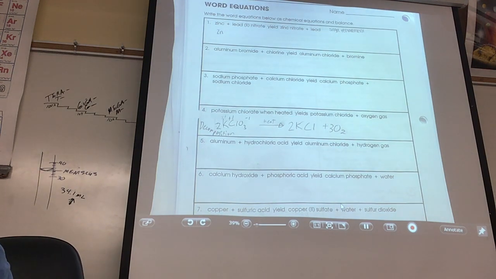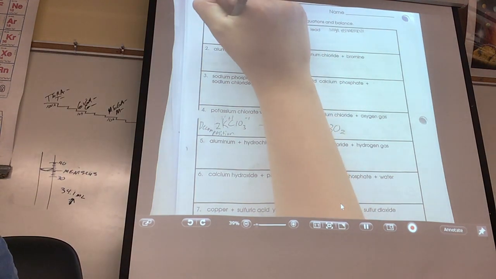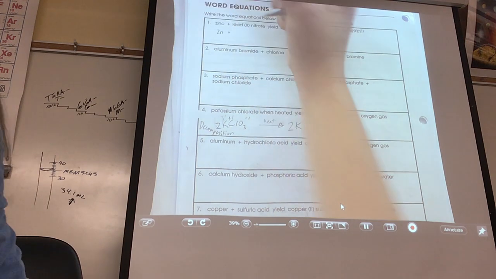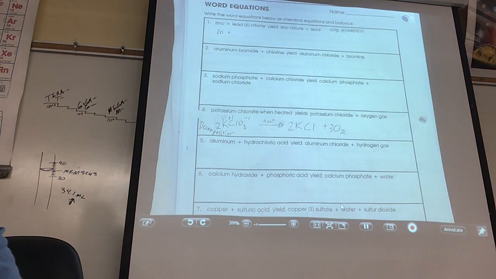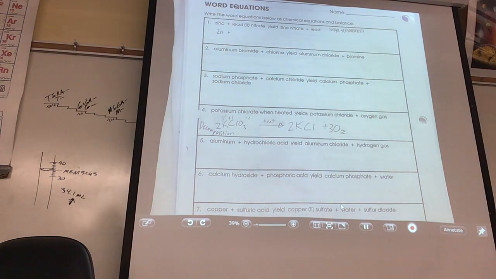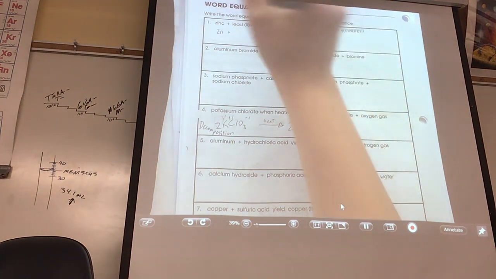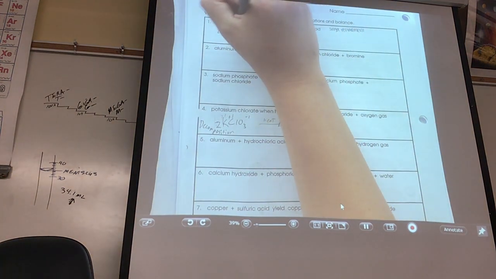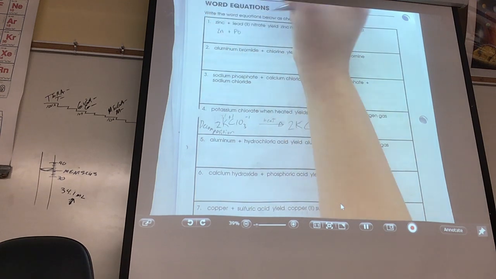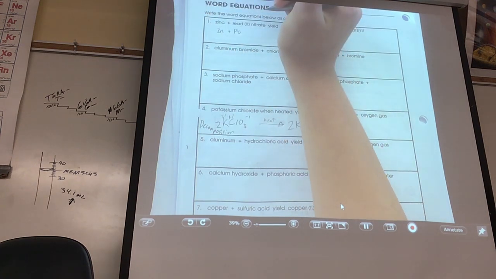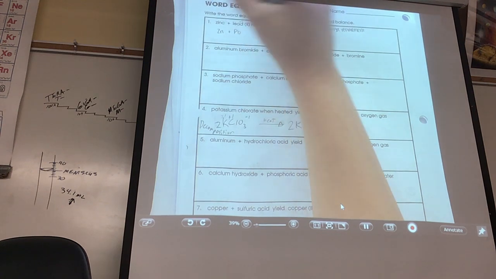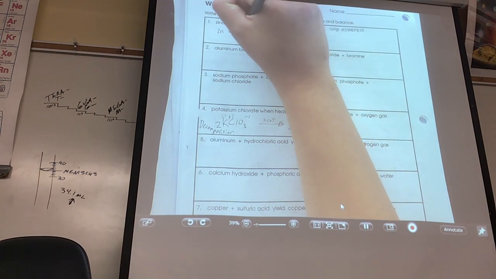And then lead is not always +2, of course. That's why it says 2 right there. So what charge? It's gonna be a +2 charge. Okay, write that. And then nitrate is NO3, which is -2, right? Nitrate's -1. Oh, it's -1. So then we're gonna have 2 of them.